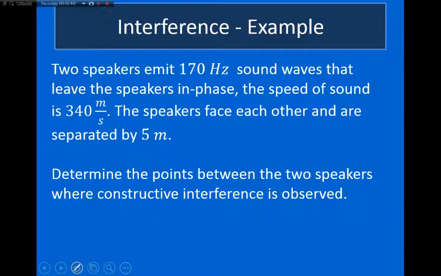So now I'd like to look at a simple example. This example says we have two speakers that emit a sound of 120 Hertz. The sounds leaving the speakers are in phase, and the sound travels at a speed of 340 meters per second. The speakers are facing each other and are separated by a distance of 5 meters. And we're asked to find all of the points between the two speakers where constructive interference occurs.